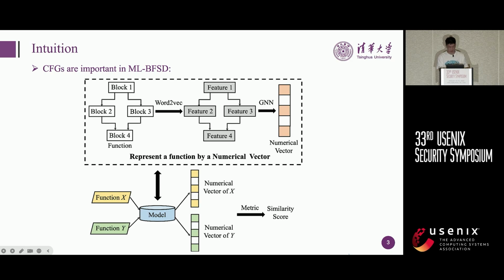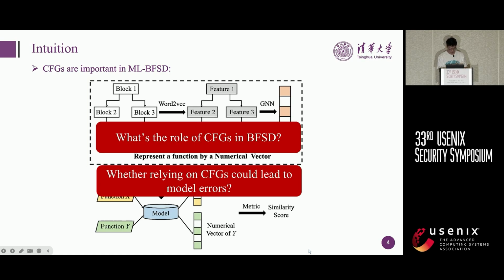However, we found that it struggled to learn the relationships between instructions in distant basic blocks, and changes in the function's CFG structure can significantly impact the model's judgment. Realizing that CFGs can influence how models learn function representations, we sought to explore the role of CFGs in model decisions and whether reliance on CFG could lead to model errors.